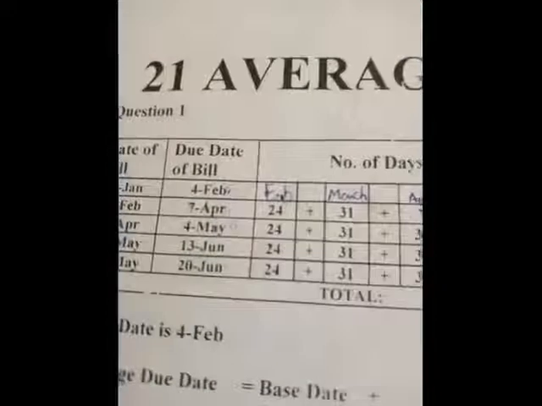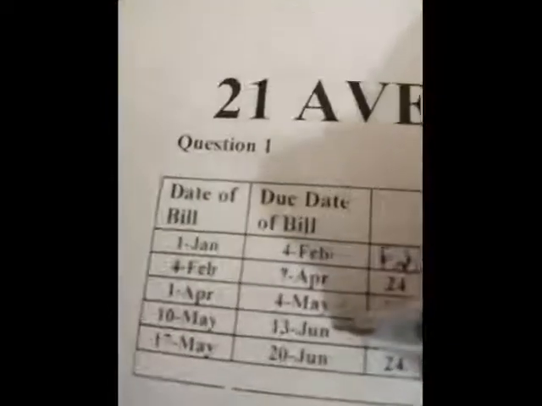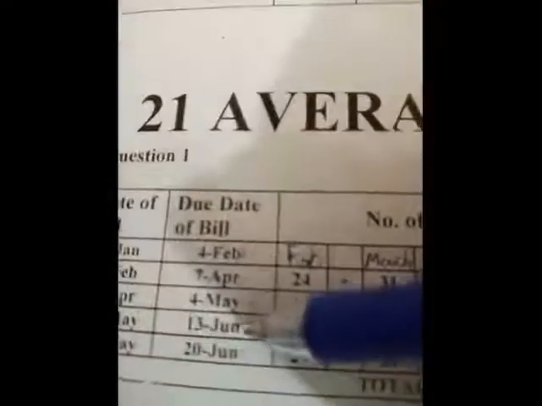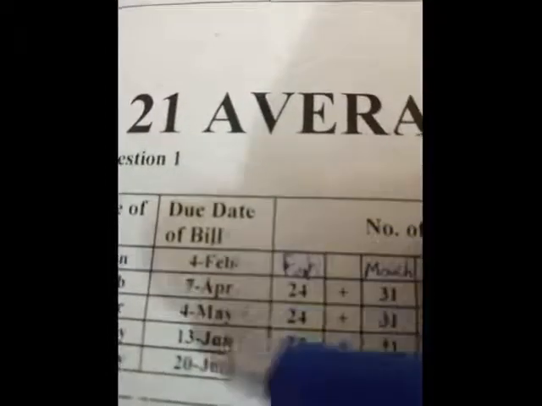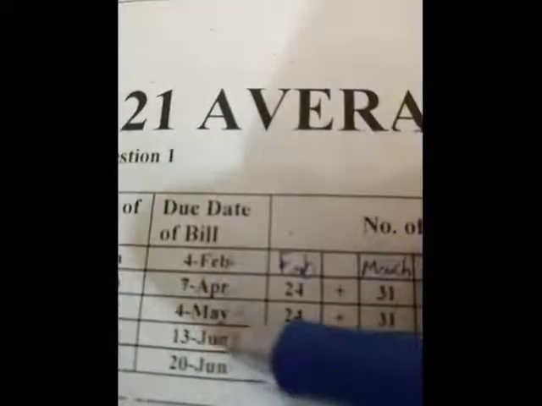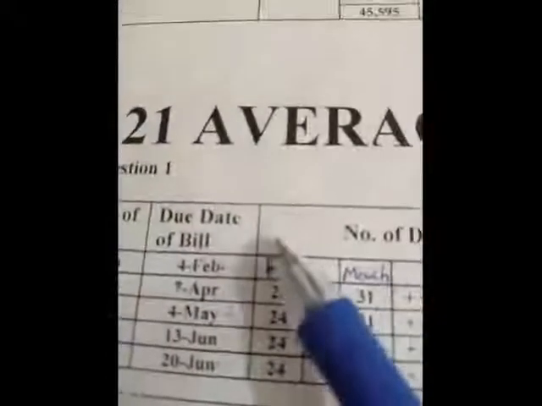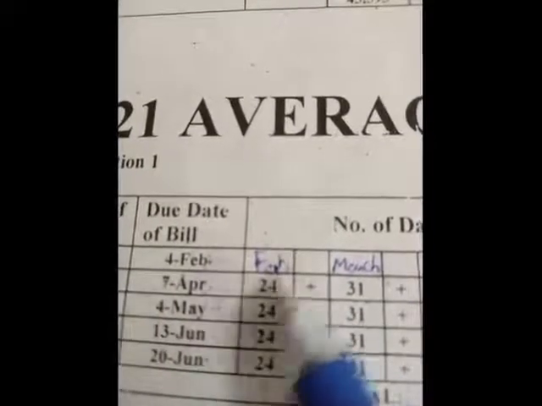Now we will move toward the transaction number second last. What is the due date? 13 June. We have to calculate the number of days from base date to due date, from 4 February to 13 June. How many days will come from 4 February to 13 June? In the month of February, 4 days will be deducted and we are left with 24 days from the month of February.